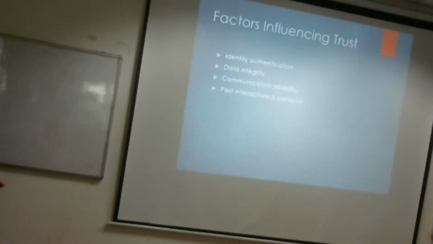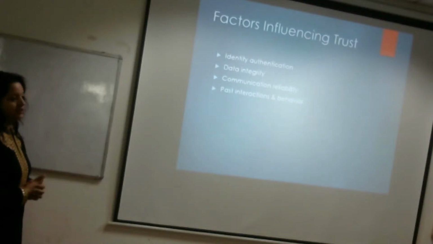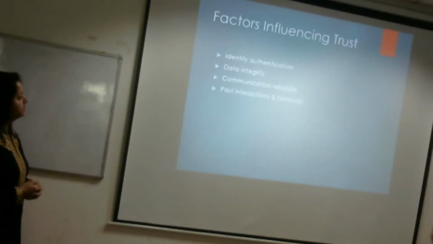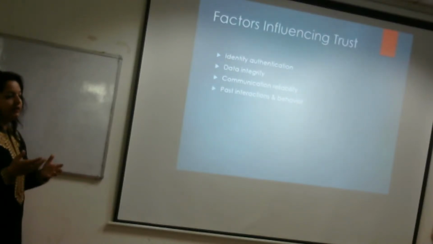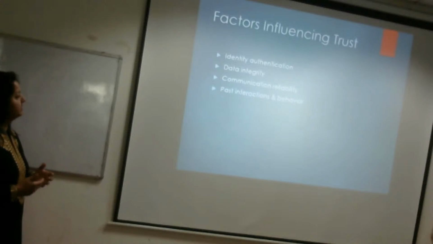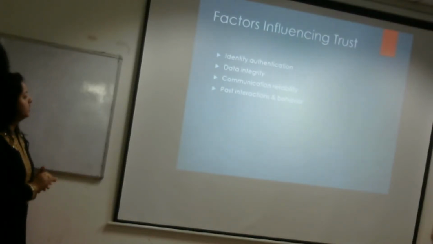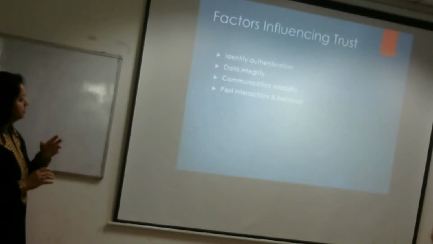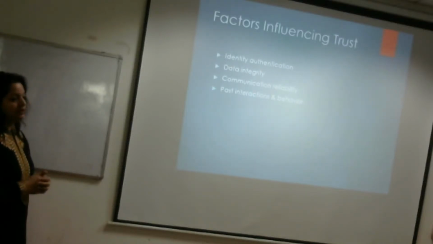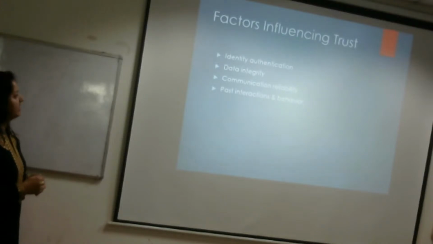So these are the different factors which are influencing trust in IoT networks. The identity of the various nodes in the network, and the data integrity, meaning the data aggregation which takes place in the network while the nodes communicate with each other, and the reliability of the communication, like whether whatever communication is done by the nodes is reliable or not, and whether the data communicated is correct or not. And we also have to look at the past interactions and the behavior of the nodes to evaluate the trust.